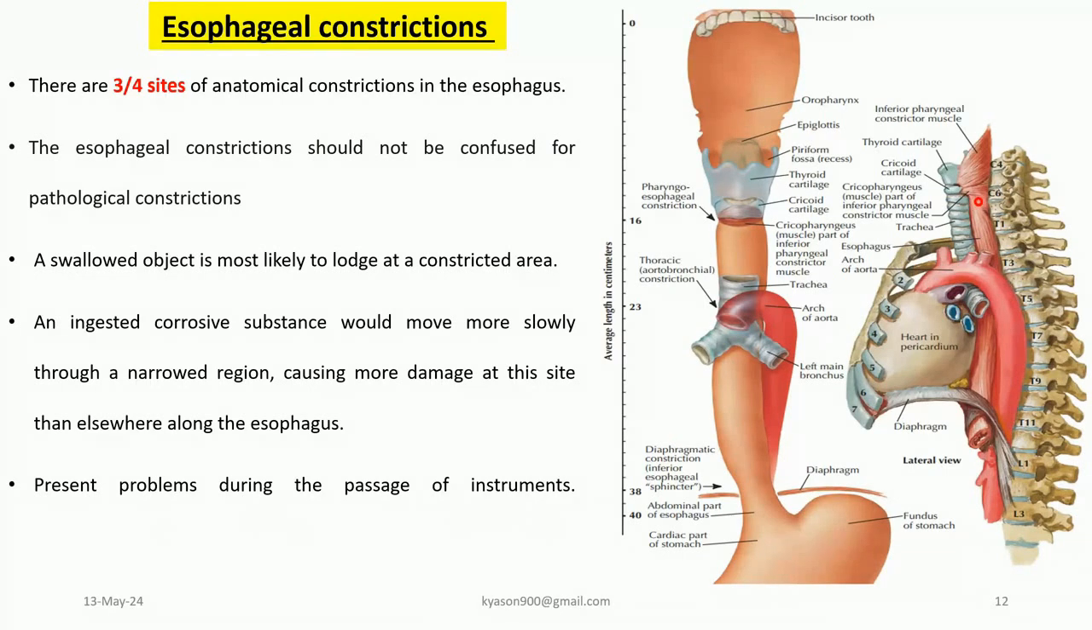These constrictions, yes, we've seen the vertebral levels. This first one is at the level of C6, the second one at the level of T4 or T3, the third one at the level of T5, the last one at the level of T10. Okay, but also it's important to note the distances of these constrictions from the upper incisor teeth.